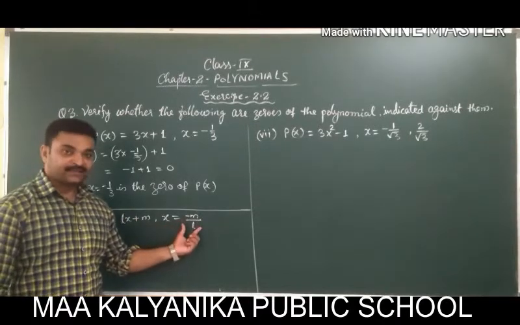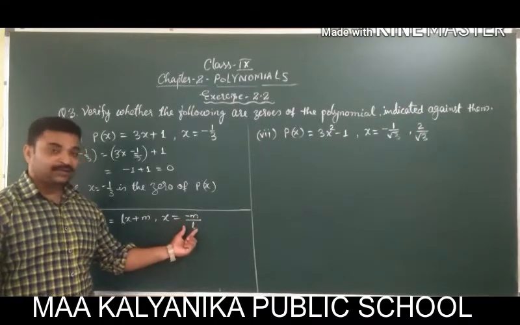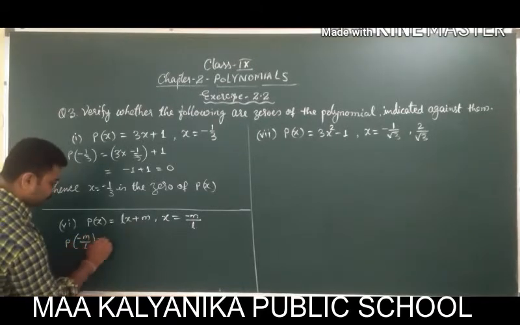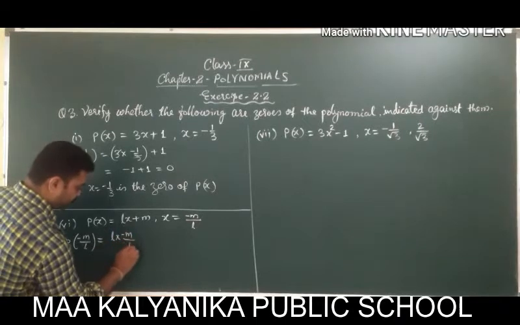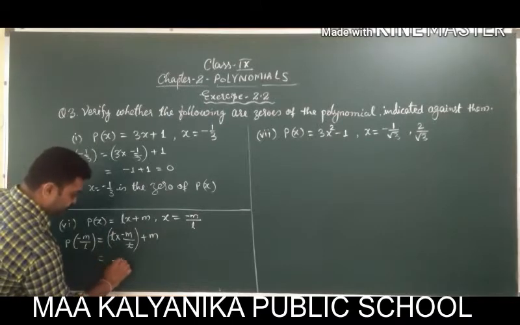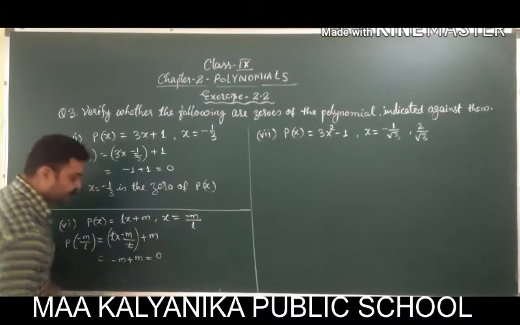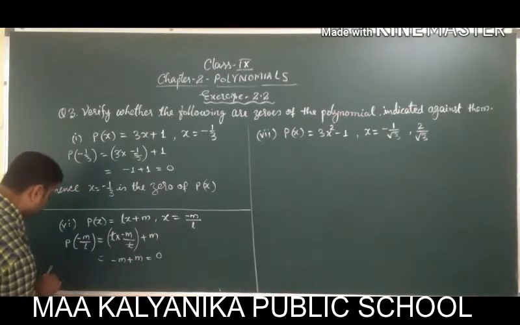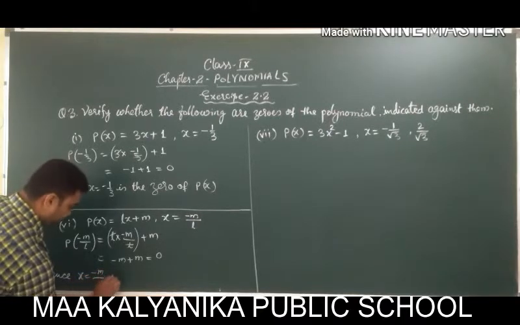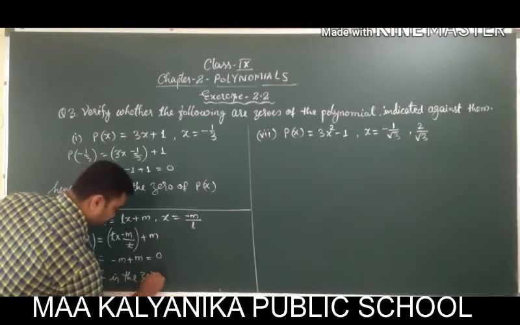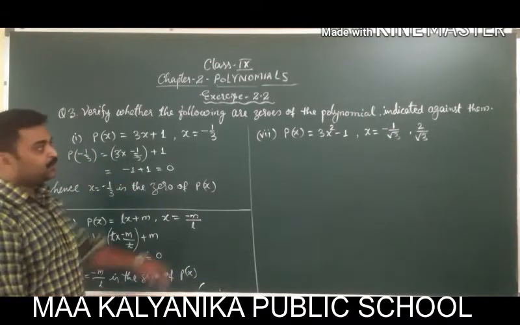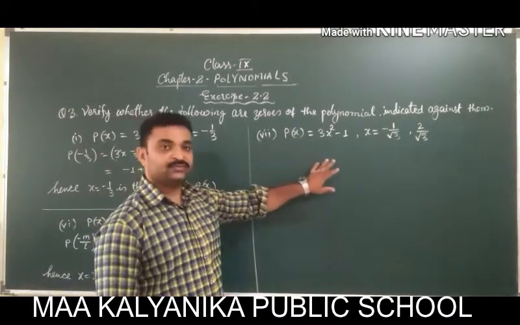Now in the sixth part of this question, what we have to do? We have to put the value of x, that is minus m upon l, in place of x. So p(minus m upon l) is equal to l into minus m upon l plus m. Here also l cancel, here minus m plus m is equal to 0. Again we get 0. So we can write, hence x is equal to minus m upon l is the zero of p(x). Clear?